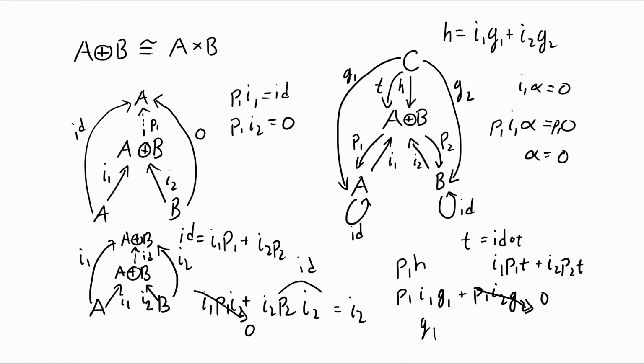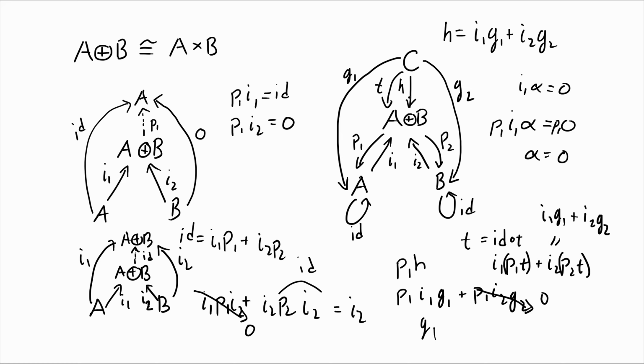And notice when we do this, T is a map that makes this commute, so that means that P1T is just G1. So this is really I1 G1, and similarly this is plus I2 G2. Wait a minute, that's the same thing as H. So really T is equal to H, which means H is unique.